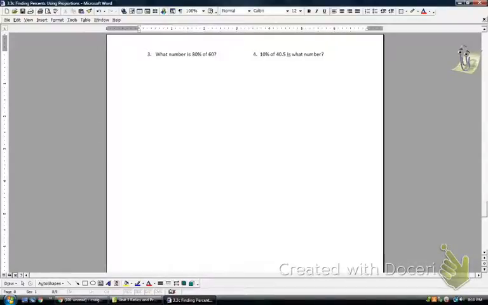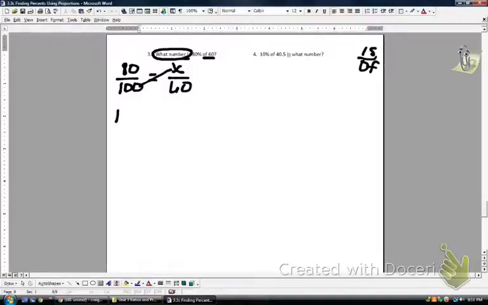Alright, so my next example, what number is 80% of 60? Write my little cheat sheet, is over of. 80%, I look for the number with the percent. So I have 80%. 80 over 100 equals is, I don't know my is, so it's x over of. Cross the equal sign and multiply. Cross the equal sign and multiply. 60 times 80 is 4,800. Then divide both sides by 100. X equals 48.